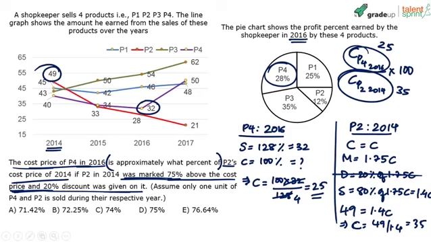Now do the calculation. What is the calculation? 25 by 35 into 100. X is what percent of Y? X by Y into 100. That's like 5 by 7. What is 5 by 7? 5 by 7 will be 71.42%.